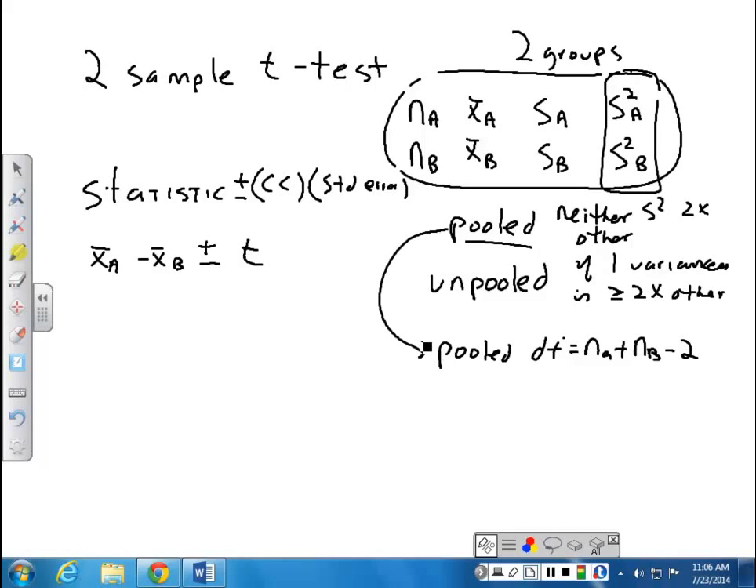If you have unpooled, then it's a really nasty formula. So we're just going to use our calculator to get the degrees of freedom in this case. You can actually get numbers with decimals on this. You always want to round down. So if this came out to be 23.72, we're going to use 23. Just drop whatever's in the decimal.